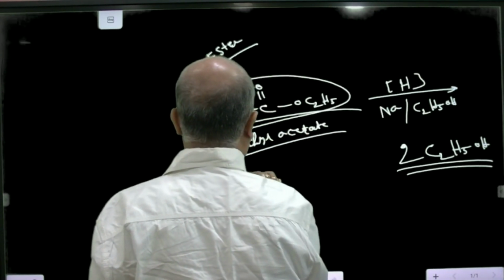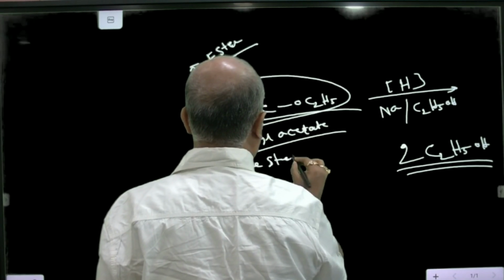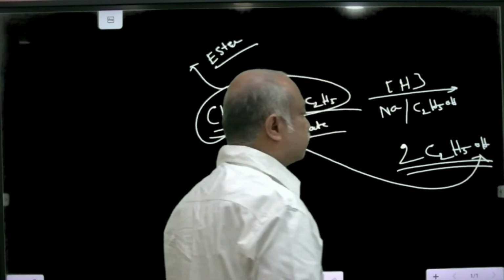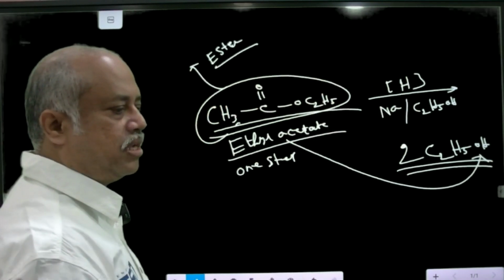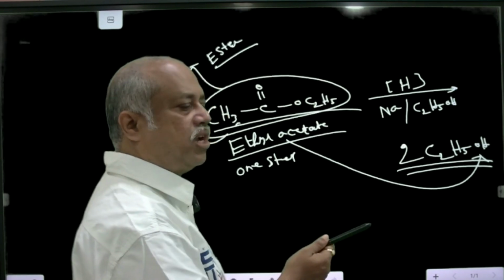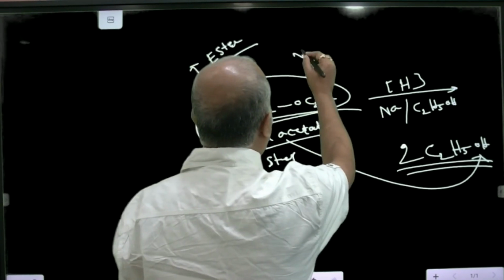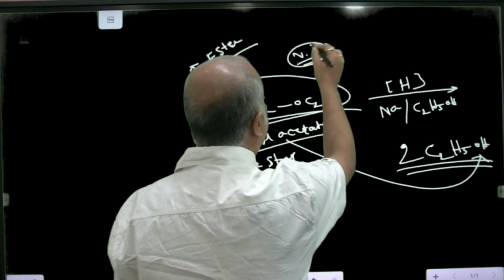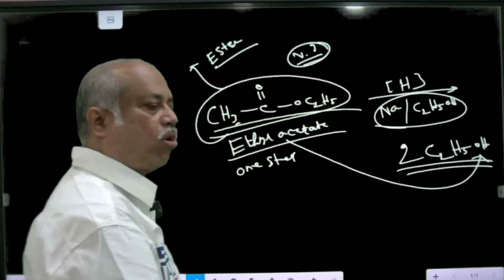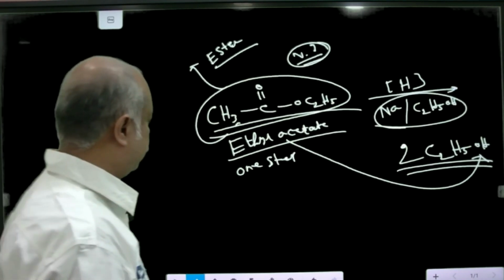One step, ethyl acetate to ethanol. That is a very, very important reaction. Ester to ethanol in one step. That is a very important question for JEE Mains and NEET. You will mention the reagent. That is the best reagent, sodium in ethanol. One step, ethyl acetate to ethanol.